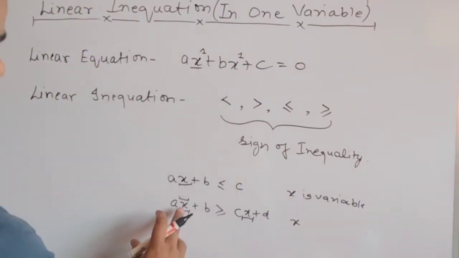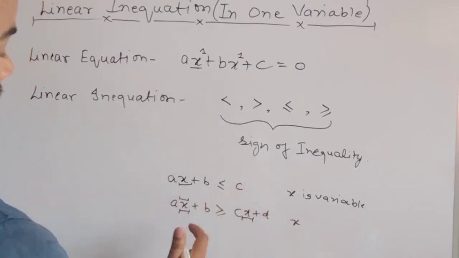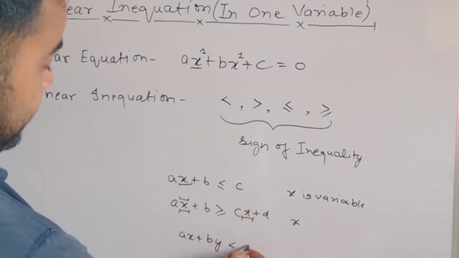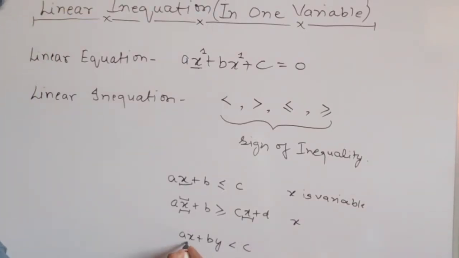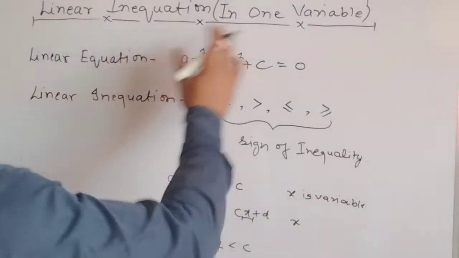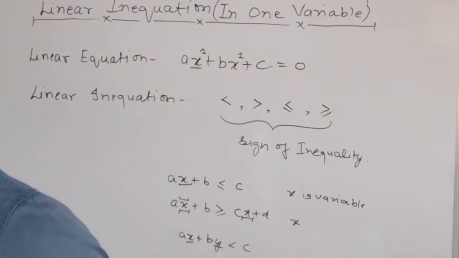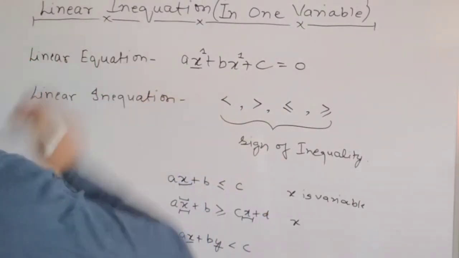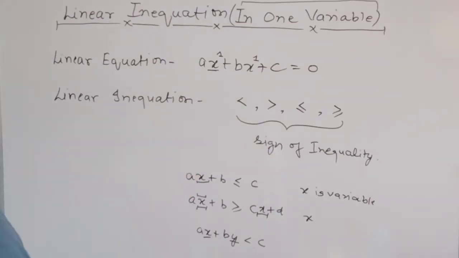We are using variable x only in this equation. If we use ax plus by less than c, here x and y, 2 variables, are used. So it is not an example of linear inequation in one variable. So this is the basic structure of linear inequation in one variable. Now we are going to discuss some more facts and rules about how to solve it.